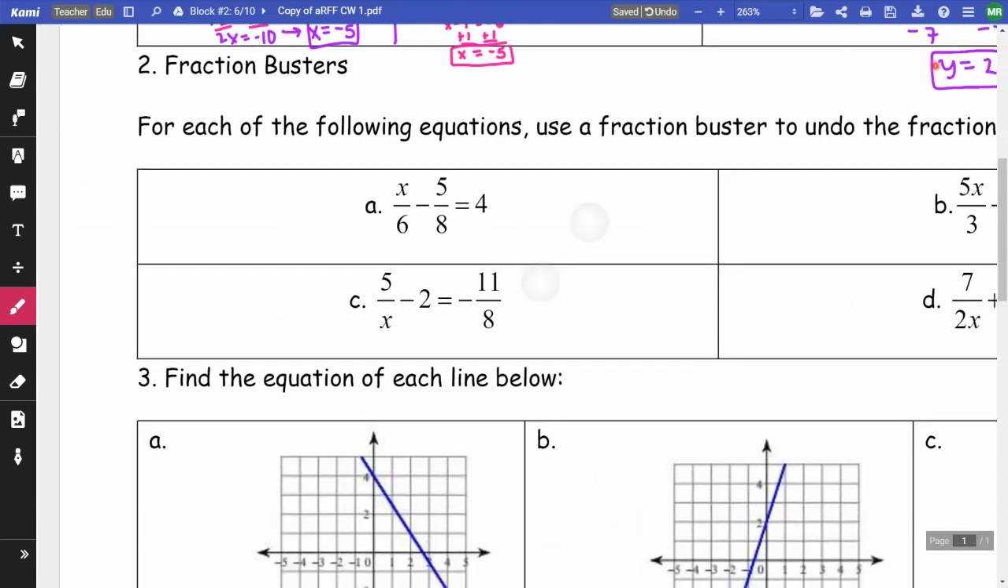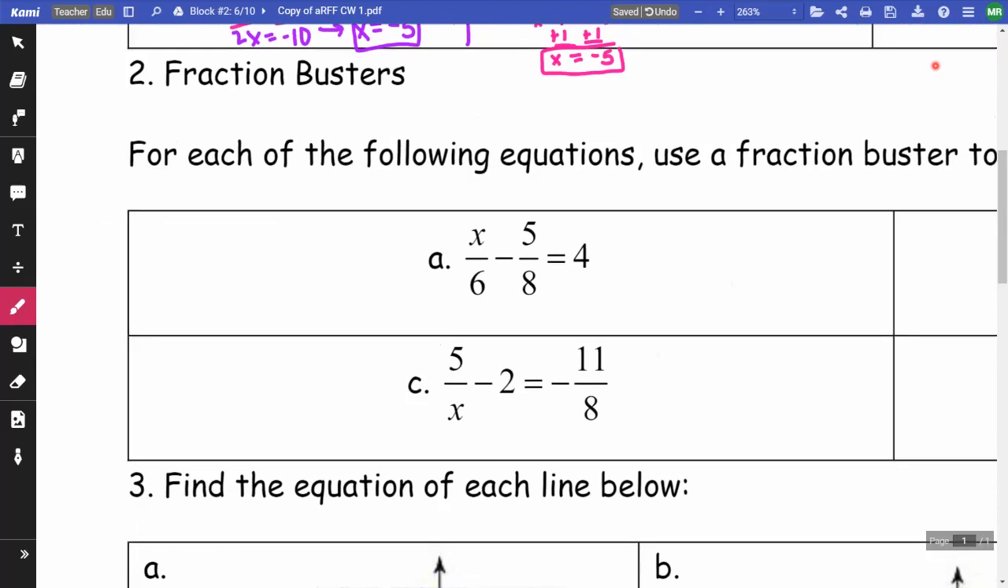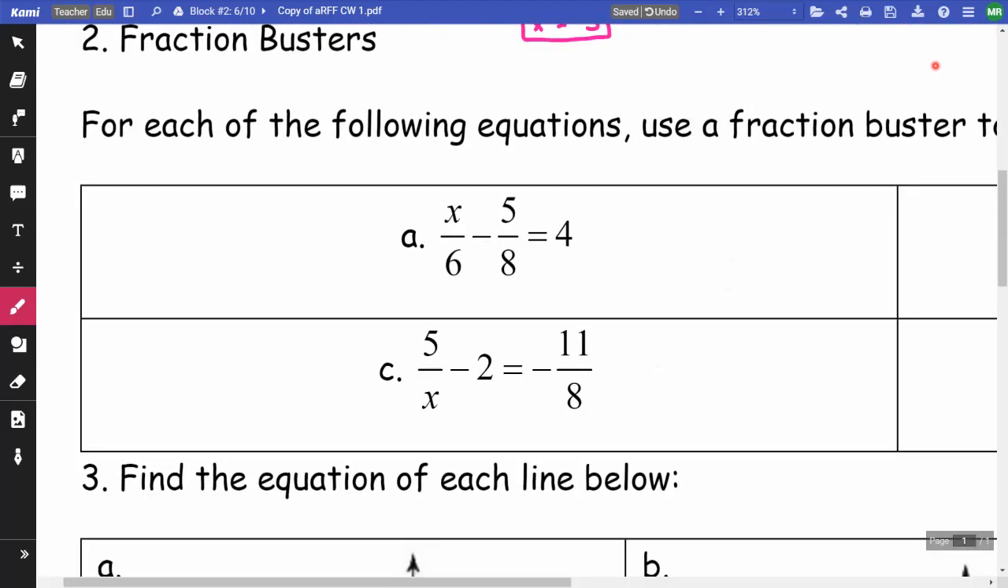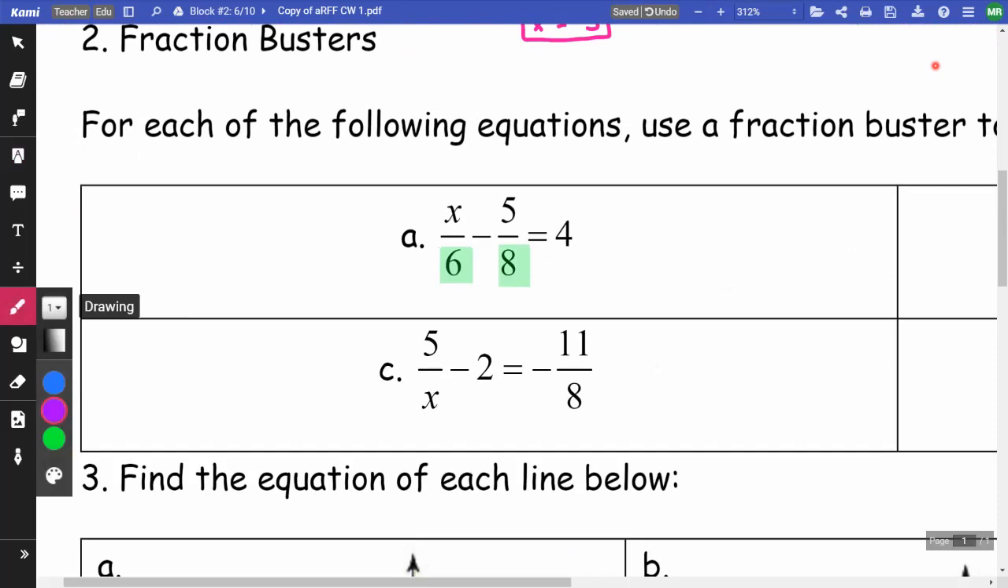So these ones, for each of the following equations, we're going to use fraction busting. Okay. So this is number 2, fraction busting. So on the first one, I want to try to get rid of my denominators. I have a 6 and an 8. So I want to think of what 6 and 8 will divide into evenly, or basically what would have been a common denominator. So I'm thinking 24.